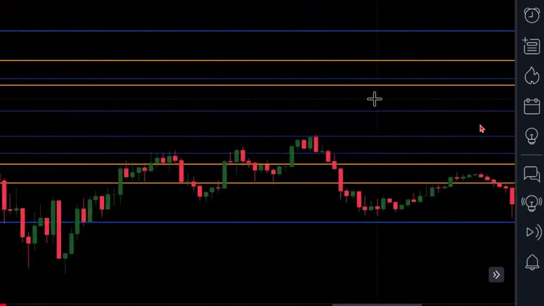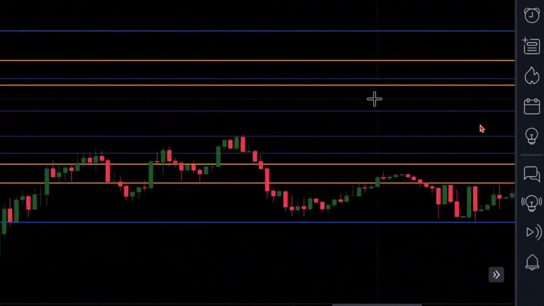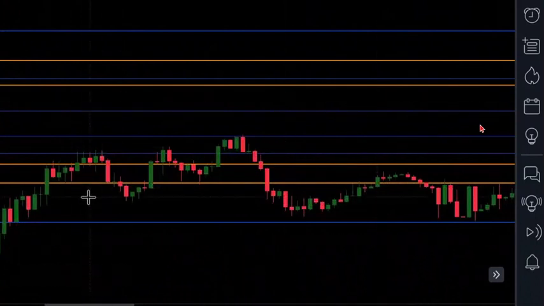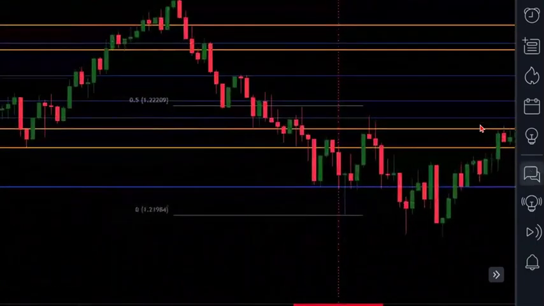But you see that mitigation block pushed it back down. Let's go back to the left. Yeah, it didn't do it. You see what I'm talking about? That's why I was saying that about the mitigation block. That's what I was saying. But it closed above that candle.